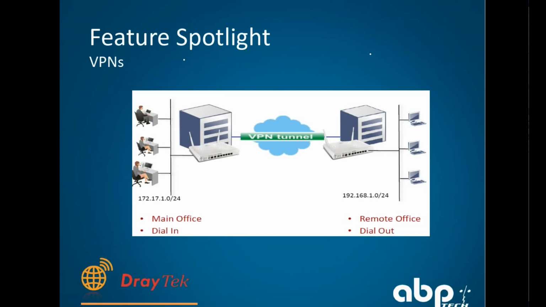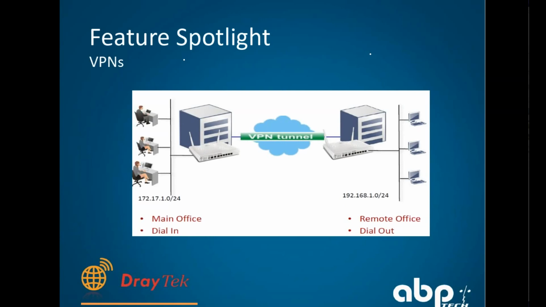DrayTek has their own Windows VPN client that you can download for free. They also have an Android app. But if you don't want to use DrayTek solution, you can use your device's inbuilt VPN client to connect to the DrayTek router. So any inbuilt VPN client on Windows, Mac, iPhone can be used to connect to DrayTek routers.